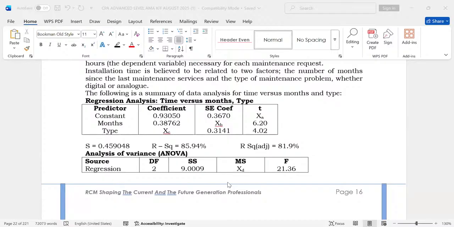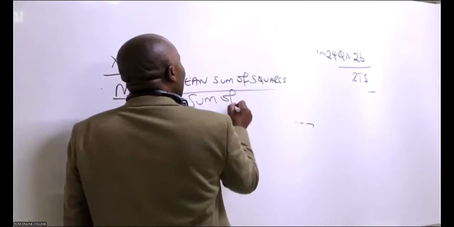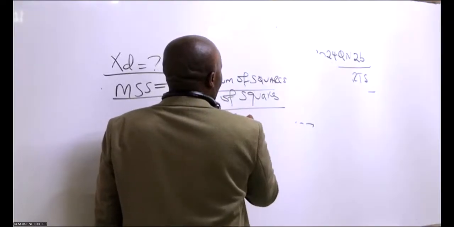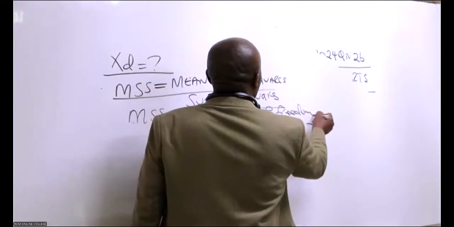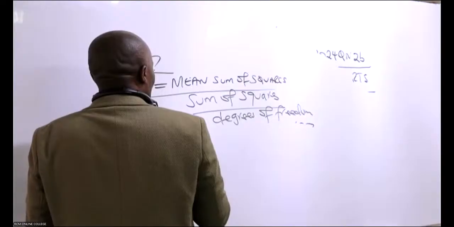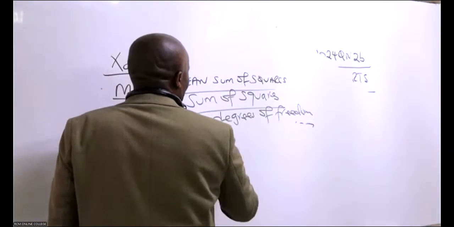Is there anybody who is able to remember the formula of MSS? Yeah, it is SS over degrees of freedom, you're right. To give the mean sum of squares, we shall always take the sum of squares divided by degrees of freedom. So in short, MSS is SS over DF, like that. Great.